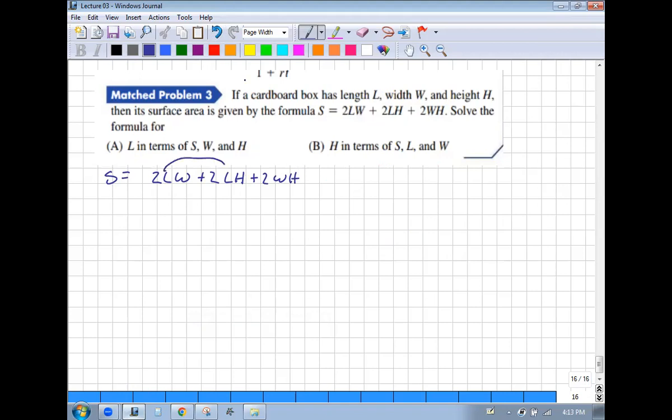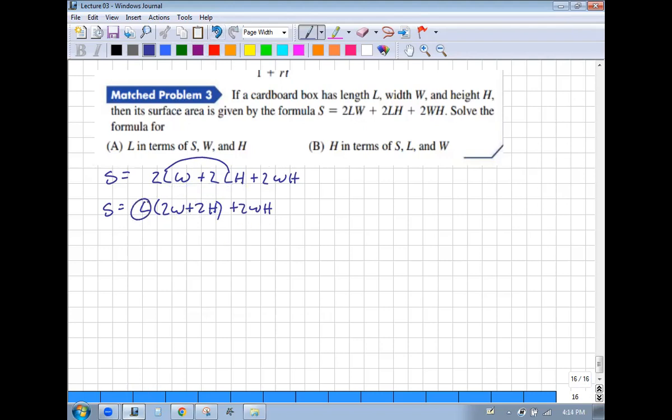So we have to get our L's together. All right. So what I would do here is I would factor the L out. So you have L times (2W plus 2H). And then we still have a 2WH. Okay, so we got those L's combined by factoring, right? This turned into that. That makes sense, right? 2LW and then 2HL, 2LH.